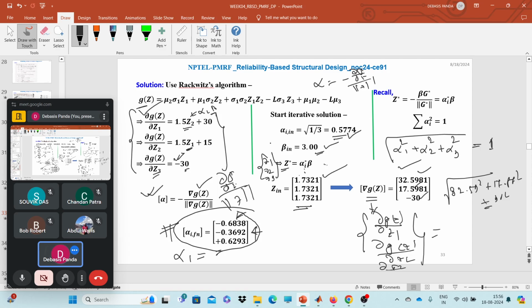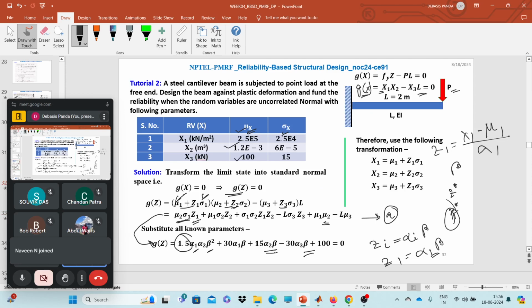Now what we need to do? We have alpha 1, alpha 2 and alpha 3. Can we calculate beta? From where can we calculate beta? From this equation, or I have already simplified the equation here. Clear? Now put the values of alpha and initial beta. Can we get the value of beta from this equation? Yes or no? Yes, we can find out beta.